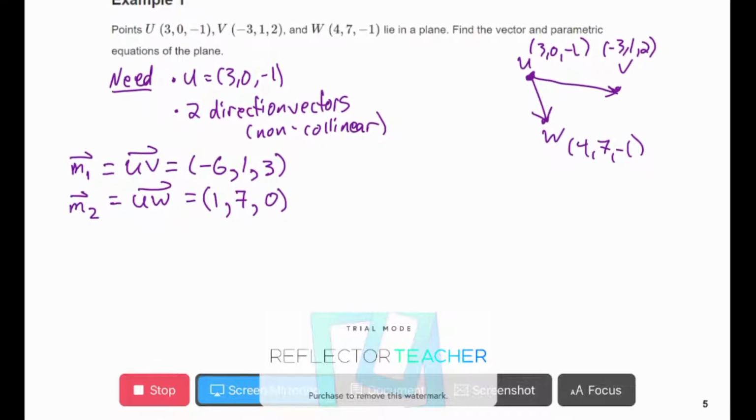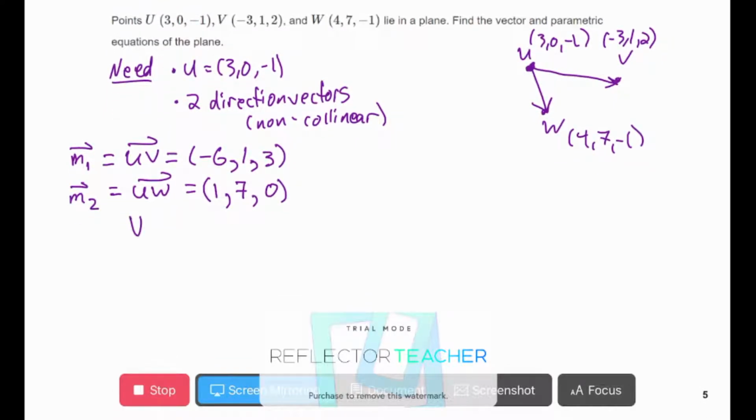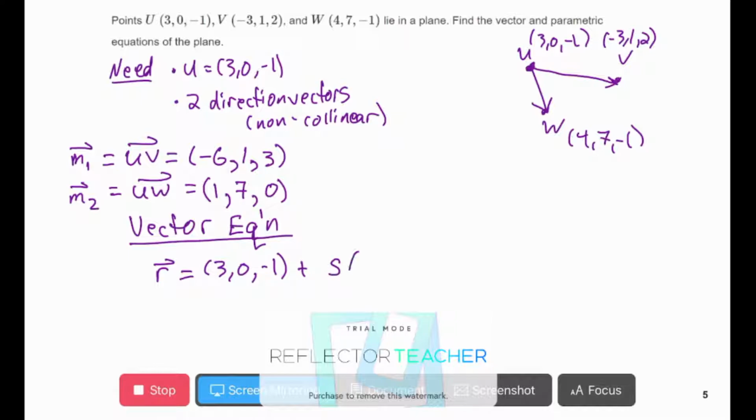Let's write our equation. We're going to start with our vector equation. Very similar to what we did with lines. We just have an extra term in there now. So r equals (3, 0, -1), our starting point, plus, and I'm going to have two parameters. My first parameter is s, and my direction vector (-6, 1, 3), plus my second parameter, t, and my second direction vector (1, 7, 0).